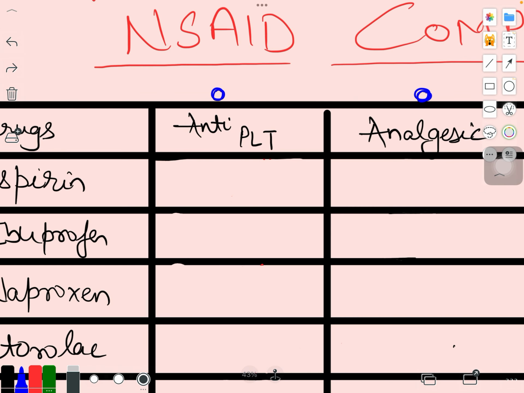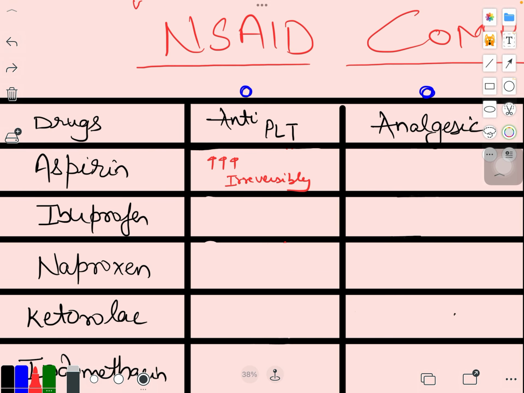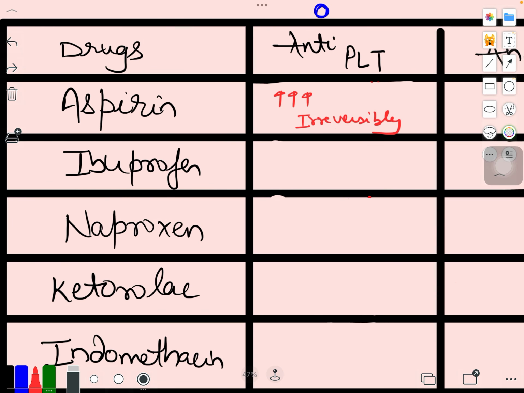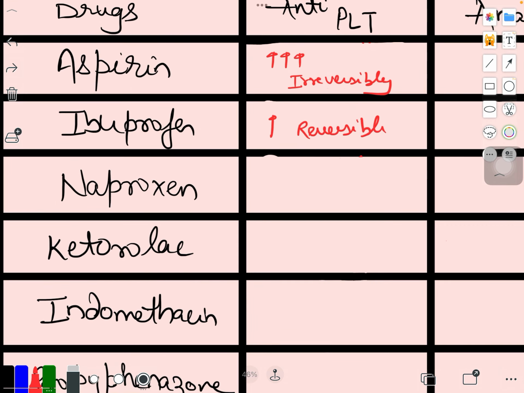So let's start. Aspirin is very potent, okay? It has a high anti-platelet effect and affects the platelet irreversibly. So in order for the platelet to function again, it has to reform, right? Next is ibuprofen. Ibuprofen is less powerful for the anti-platelet effect in comparison to aspirin, right? It's only one upward arrow and it is reversible. Similar property for naproxen, one arrow, and it is also reversible.